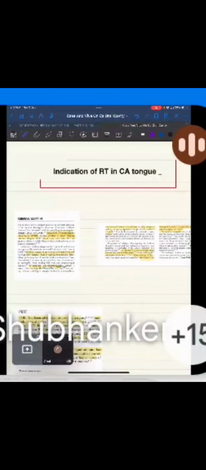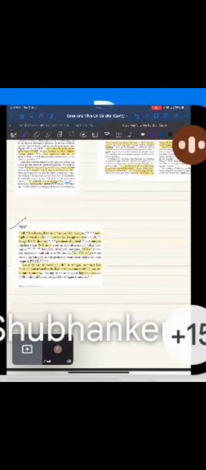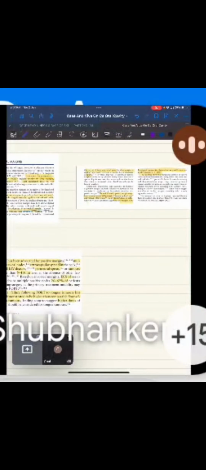Indication of radiotherapy in CA tongue. This is the same thing mentioned again in a paragraph. Please don't forget, these 2 questions are asked many times: neck dissection and radiotherapy. When will you give? How will you give? You have to remember about brachytherapy.